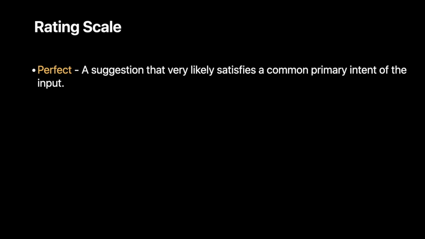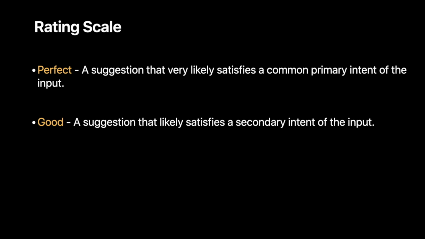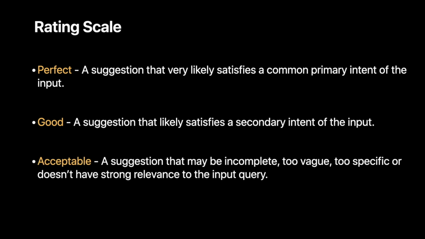Now let's go over the rating scale for video hints. We have perfect, which is given to a suggestion that very likely satisfies a common primary intent of the input. We have good, which is given to a suggestion that likely satisfies a secondary intent of the input. We have acceptable, which is given to a suggestion that may be incomplete, too vague, too specific, or doesn't have strong relevance to the input query.